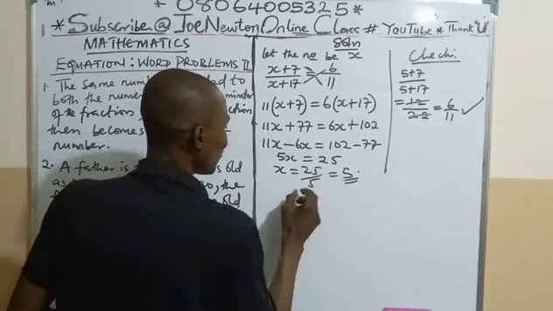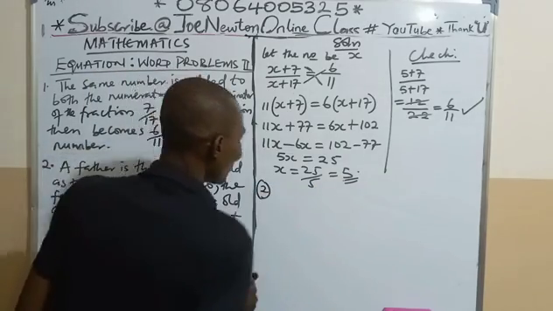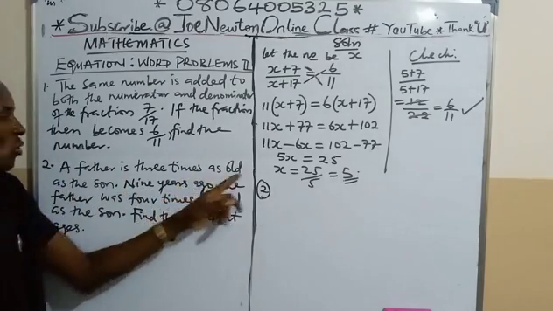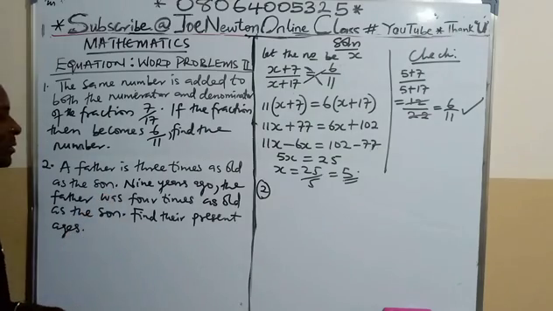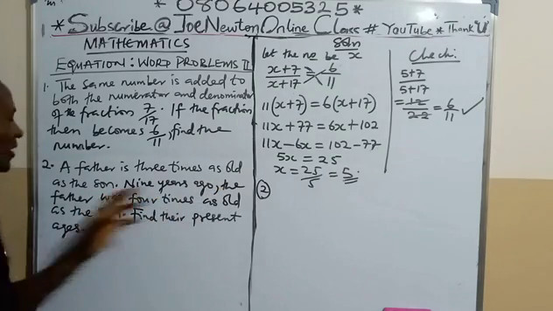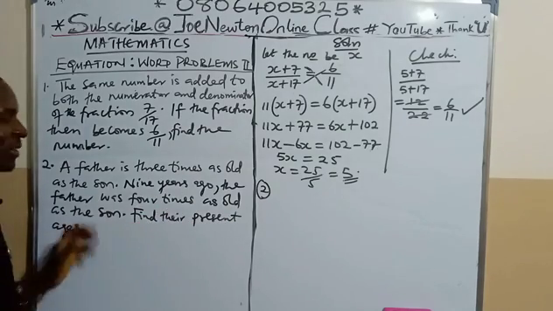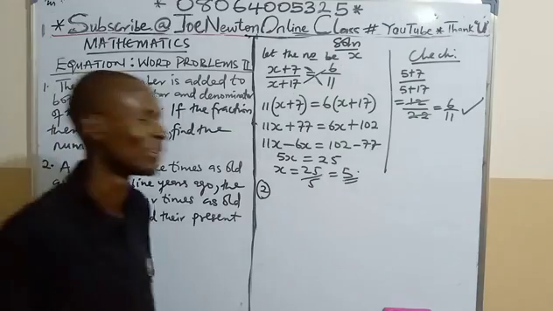Then let's look at question number 2. The number 2 question says that a father is 3 times as old as the son. Then 9 years ago, the father was 4 times as old as the son. Find their present ages. This is very simple.